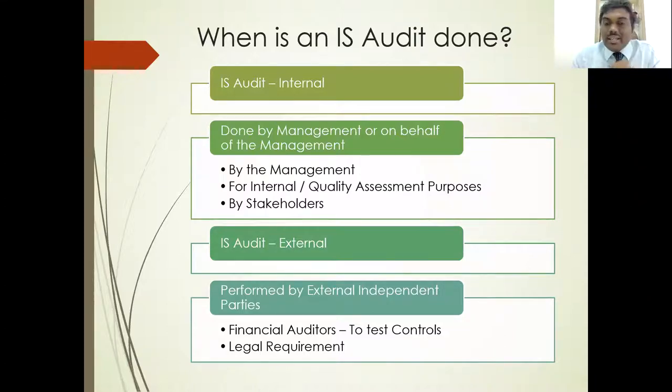For example, if you're a banking entity or an insurance entity, all these entities are subject to regular review, to periodical checks and balances from an independent or external auditor. And the last could be that it is performed by an independent external party. I repeat, it could be done by an independent external party, mandated by the regulators or as part of some sort of due diligence, etc. Sometimes even the financial auditor may do an IS audit to get an assurance or a comfort level on the internal controls. So for all these purposes, my dear friends, let us be aware that IS audit is done.